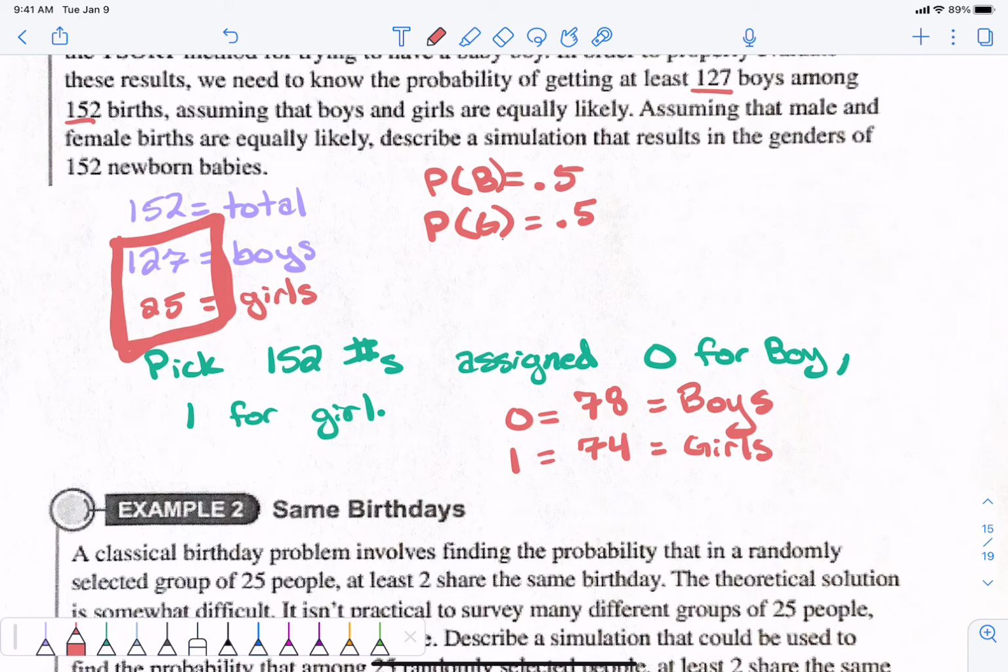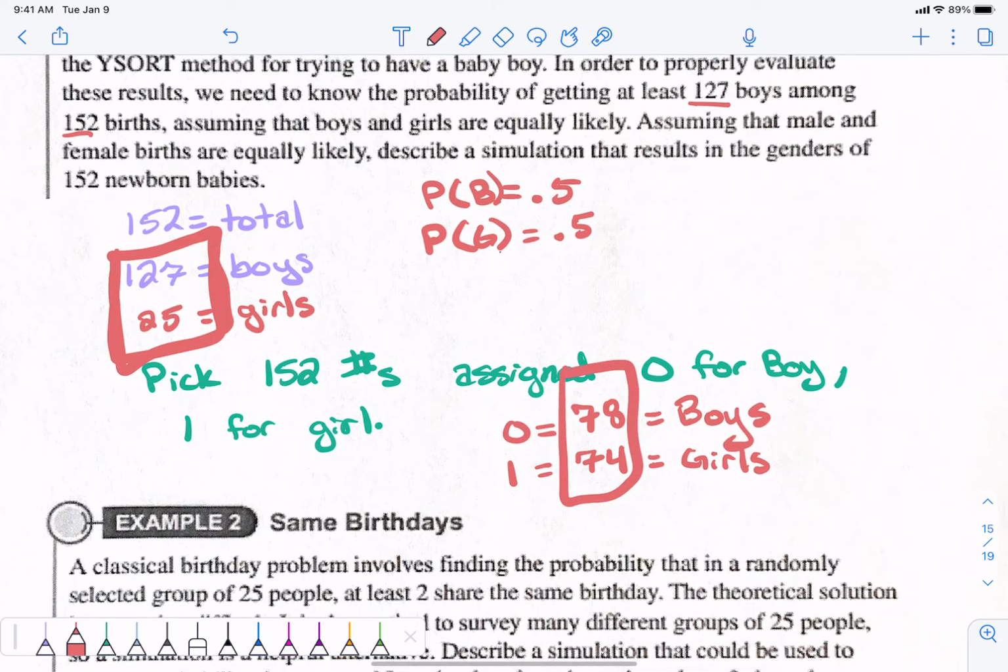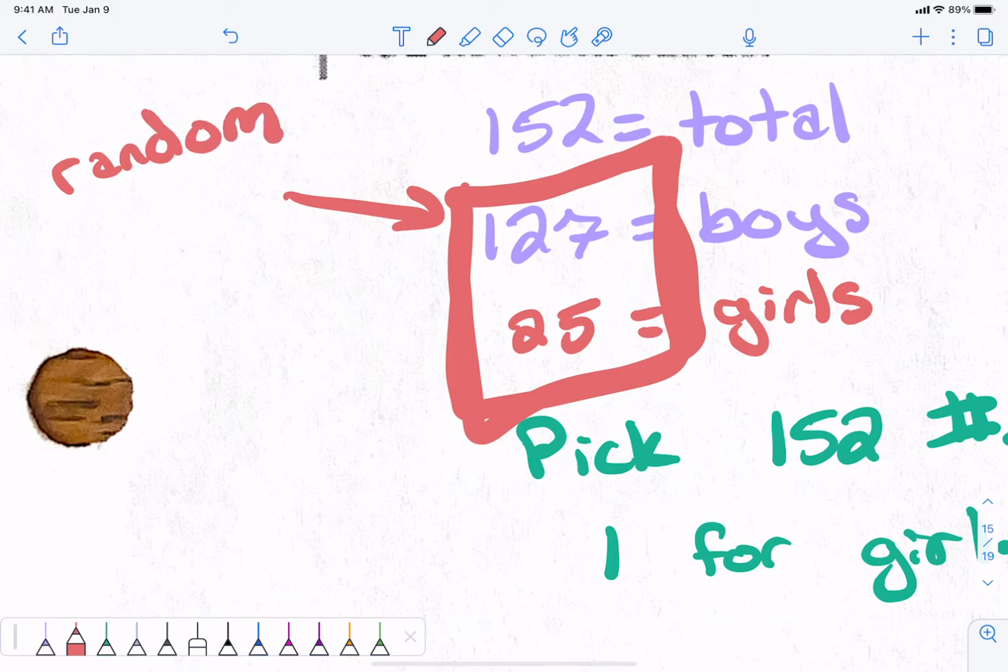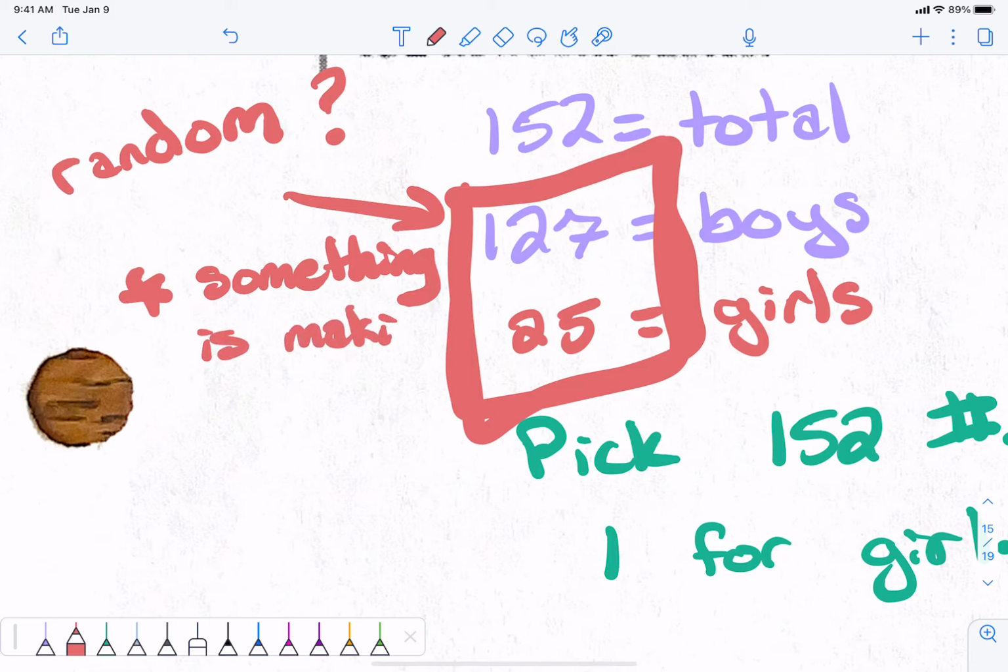That's a good question. This is what we got by random. This is randomly assigning numbers. So we're looking at this split, and we're saying, could we have gotten those numbers by just random? Or is something actually happening to make me get boys more often than girls? I am guessing something is happening. Something's probably going on. Something is making more boys.